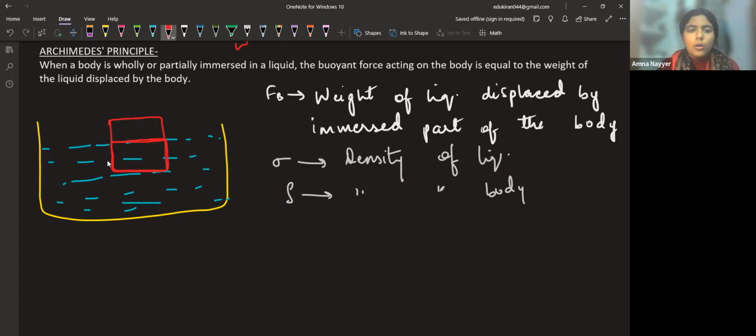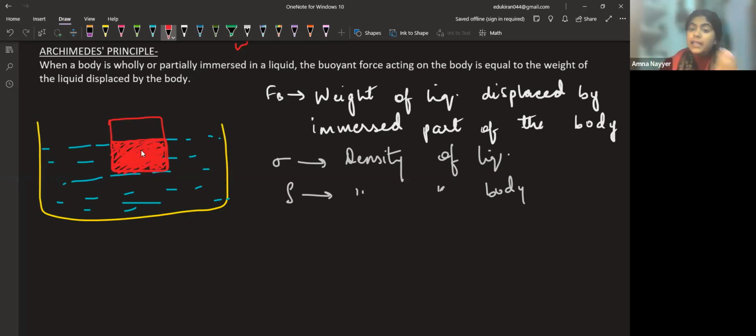If I have to accommodate this, what do I have to do? I have to make this much space. If this much amount of block is coming inside, this is outside. But if this much amount of block is coming inside, I have to make this much space for it, right? So if this much space is made by the body, where will the liquid go?